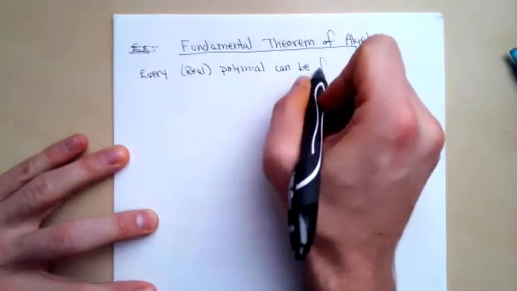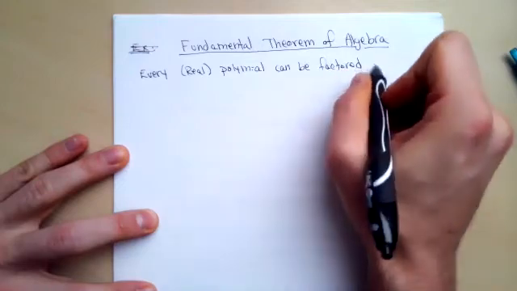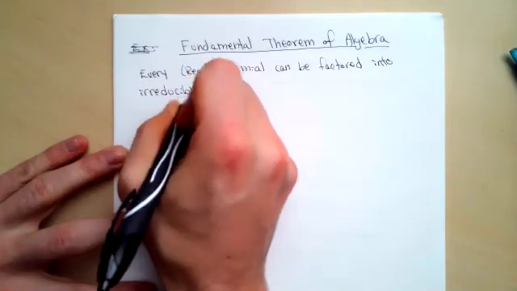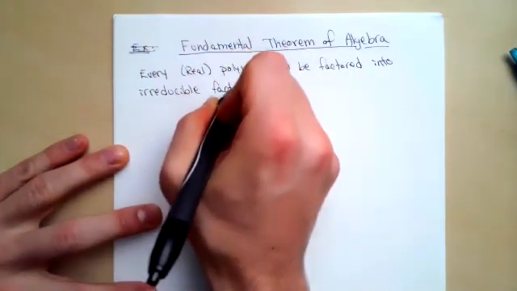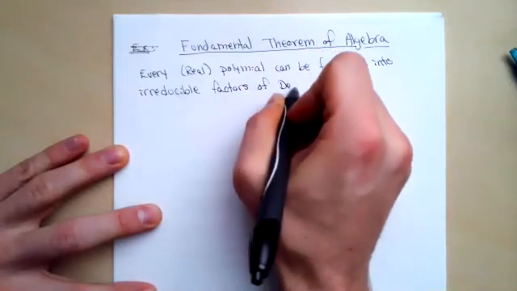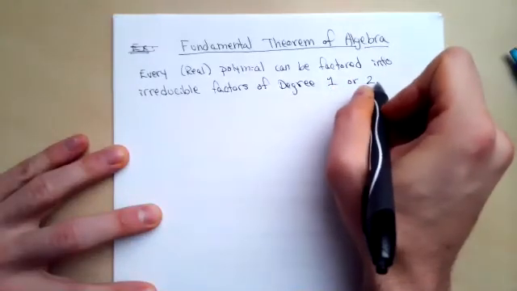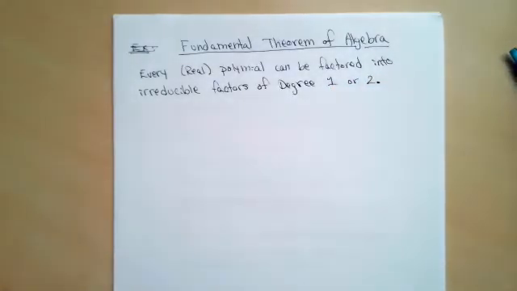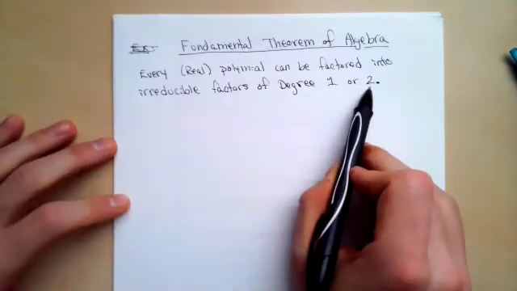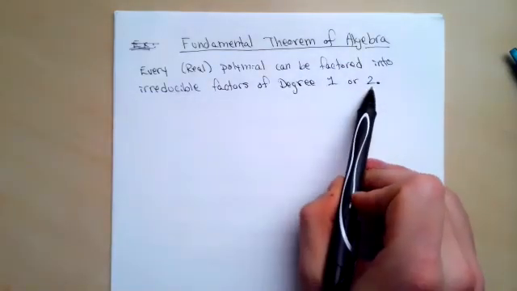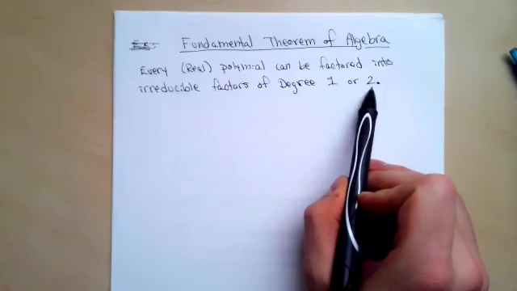can be factored into irreducible factors of degree 1 or 2. In other words, every polynomial I can factor such that all the factors are either linear factors, something like x minus a, or quadratic factors, irreducible quadratic factors. So we talked previously about what happens when a quadratic polynomial has a negative discriminant. In other words, it'll have imaginary roots.